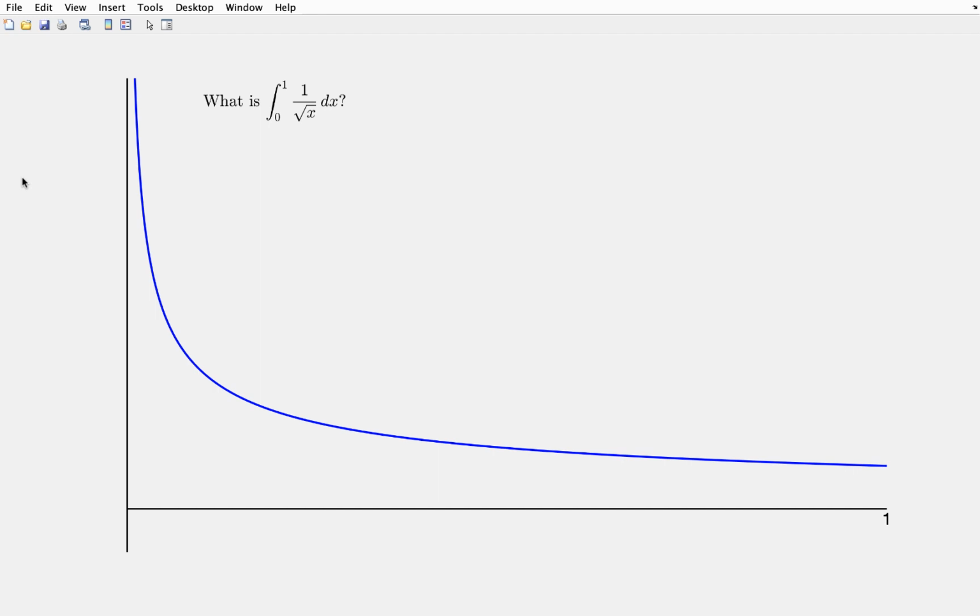And the reason is because the function is not defined at 0. And of course, the first partition would include 0. Furthermore, as x approaches 0, my function approaches infinity. Our definition of Riemann integrability cannot handle yet the infinite in this regard.